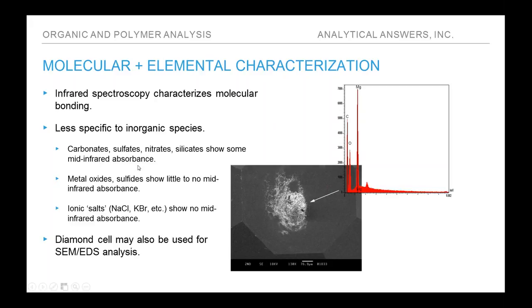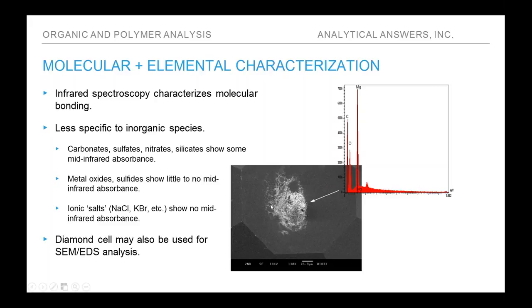As you see here, carbonates, sulfates, nitrates, they do show some infrared absorption, as I described earlier. Metal oxides and metal sulfides show almost no distinct mid-infrared absorption, as well as various salts, so potassium bromide, and so on. So we have the capability now of putting that either in this example here on our diamond window or another substrate and doing elemental analysis by SEM-EDS directly on that sample. So here we see an example of a material that was caught up in a polymer.